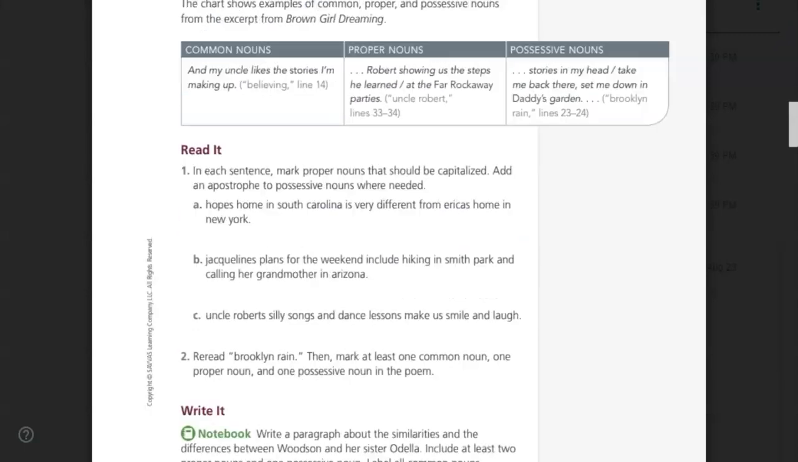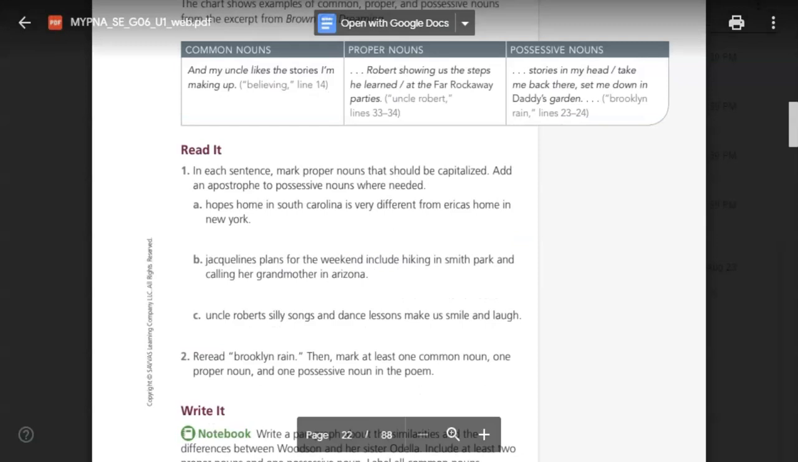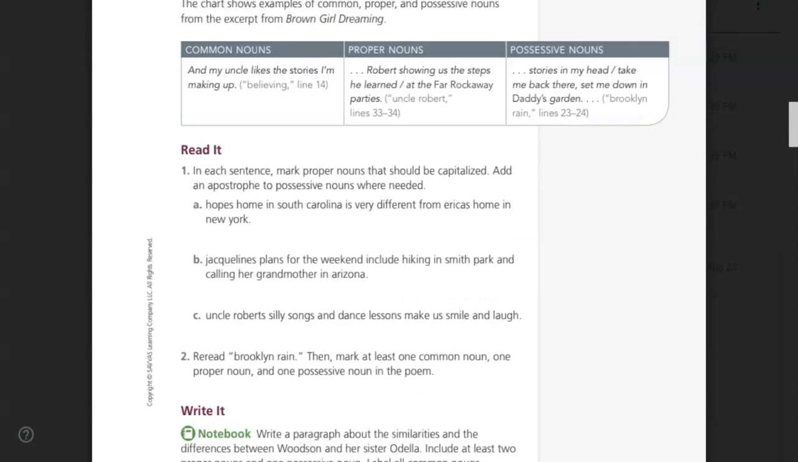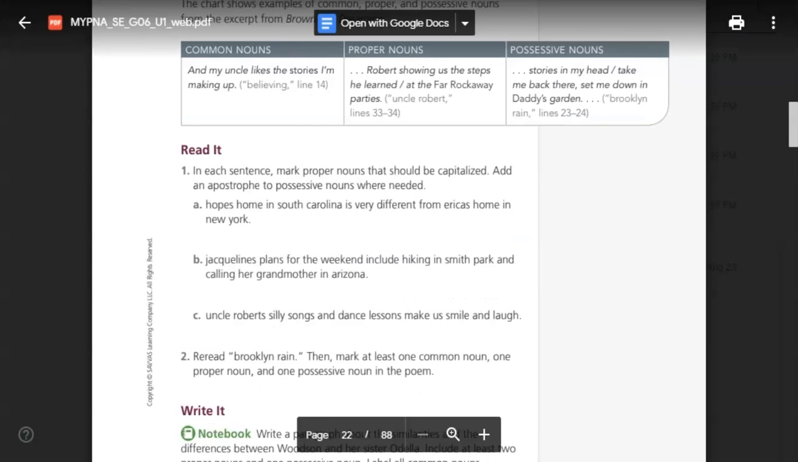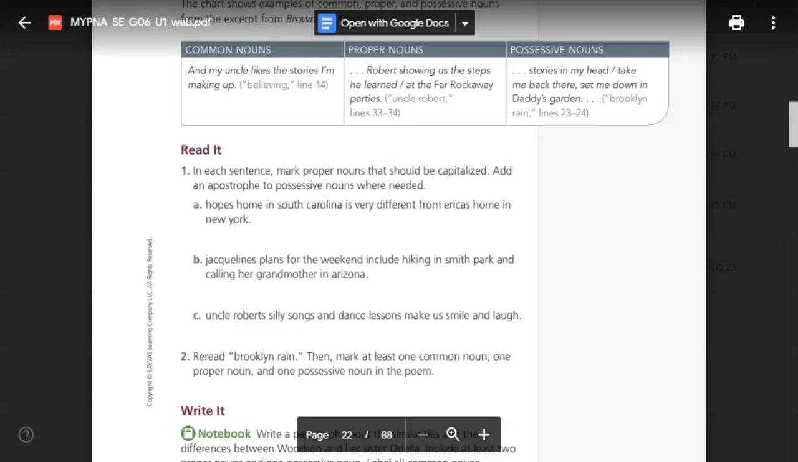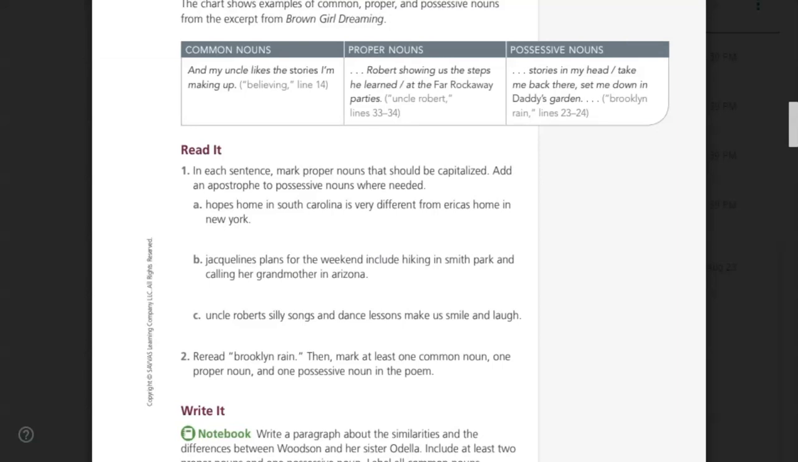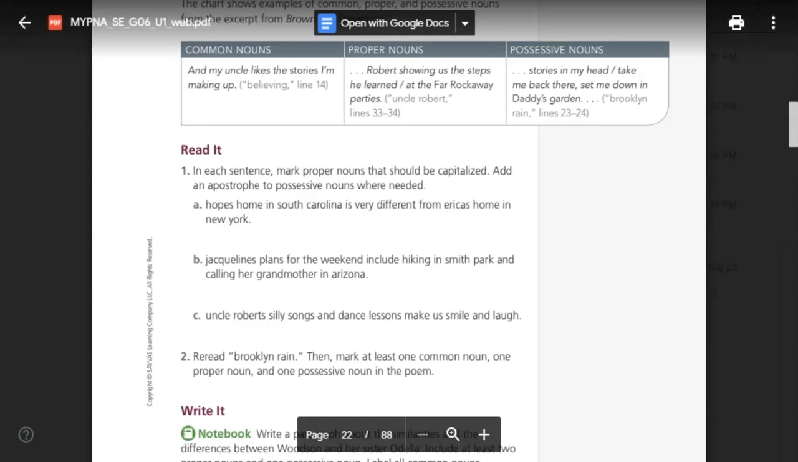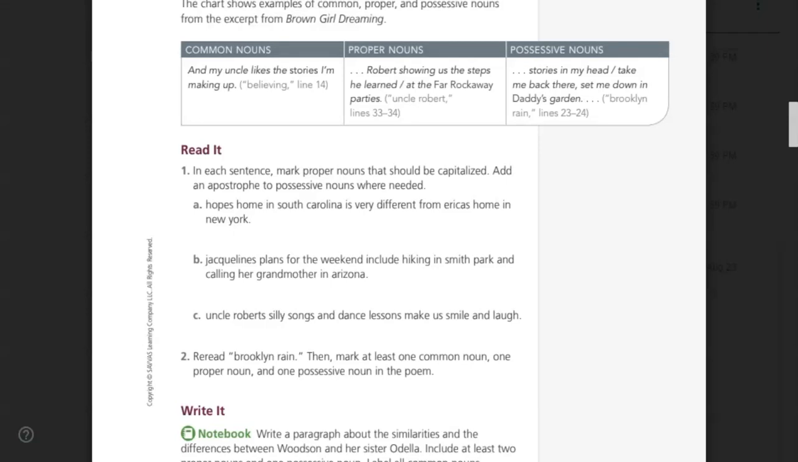So for the read it, we have in each sentence, mark proper nouns that should be capitalized, add an apostrophe to possessive nouns where needed. Okay? Hope's home in South Carolina is very different from Erica's home in New York. Jacqueline's plans for the weekend include hiking in Smith Park and calling her grandmother in Arizona. Uncle Robert's silly songs and dance lessons make us smile and laugh. Okay, so these three. So what you're going to do is you're going to look for capitalization, apostrophes, things like this.